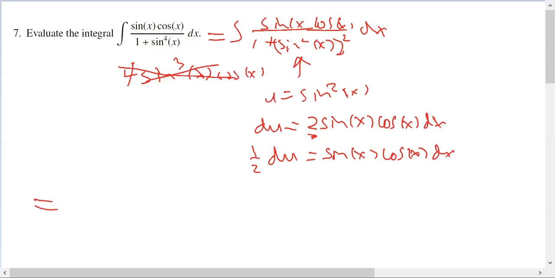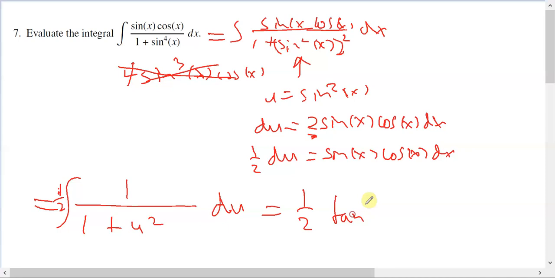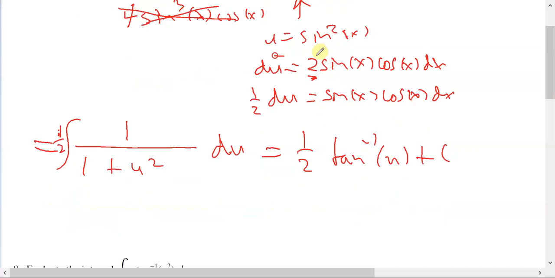So that integral is going to become 1 plus u squared. I just put the u in here, and then the sine x cosine x dx is going to get replaced by 1/2 du. I'm going to put the half out in front. This is in our list. This is tangent inverse. And now just go back to x, where our u is sine squared. So we've got 1/2 tangent inverse of sine squared.